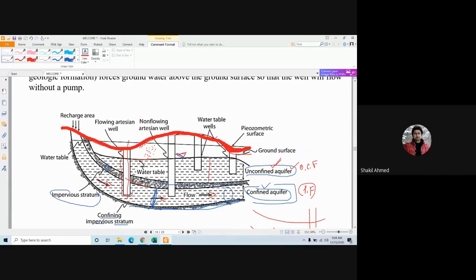The red color actually is the piezometric surface. Where is the piezometric surface? Here is the piezometric surface. This line is the piezometric surface. That means if you inject a tube well here, the water will rise up to this level. So in this soil, if a person is standing here and a person is standing here, you will see that after injecting the tube well, automatically the water is flowing out, right?